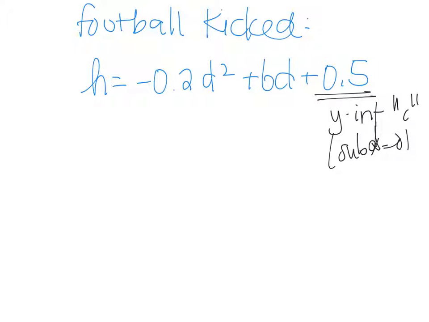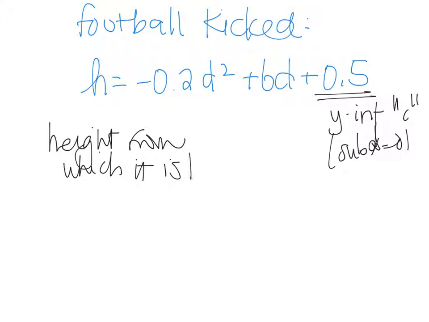A question that we could be asked that would require us to say that would be the height from which it is kicked. The height from which it is kicked is 0.5 meters. Okay, so that's kind of the first thing that we could have to find out, and it's just reading it off of the equation. That would be a 1-mark question.